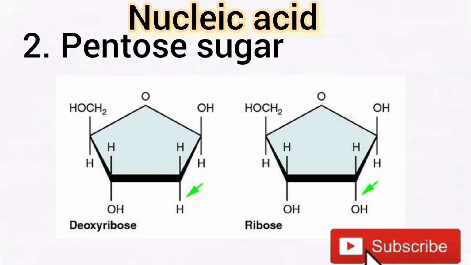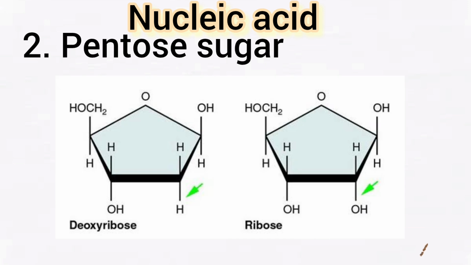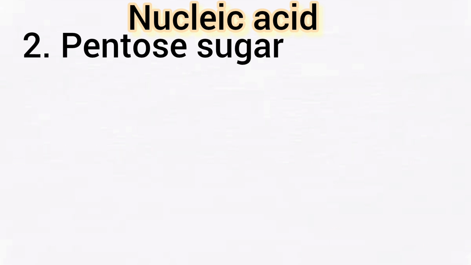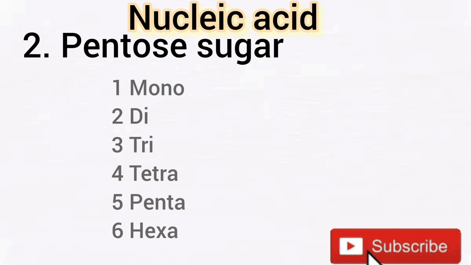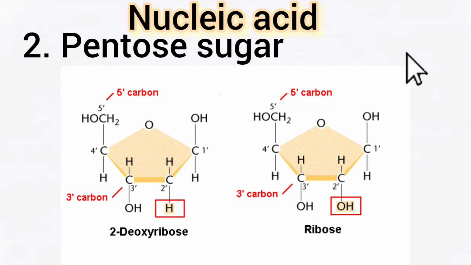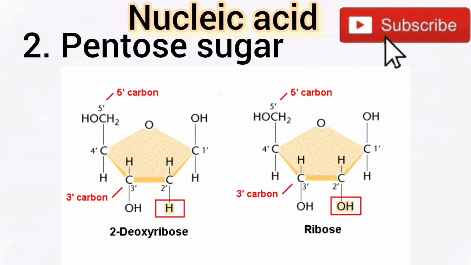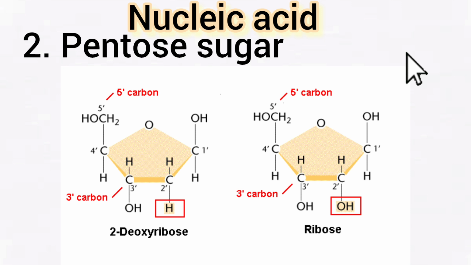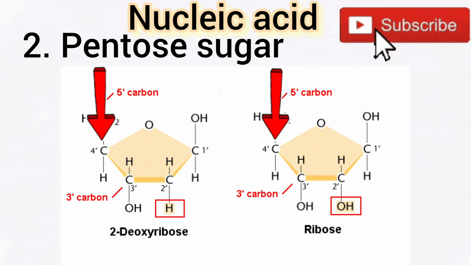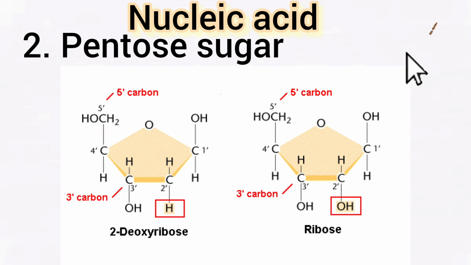Let's take a look at the sugar. Sugar in nucleic acid is termed pentose sugar because they are simple sugar that contains 5 carbon atoms. Now you know that 1 carbon atom is mono, 2 di, 3 tri, 4 tetra, and 5 penta, and 6 hexa. Now in this case, the nucleic acid contains 5 carbon sugar molecule, and they are called pentose sugar. Now take a look at this diagram. This is carbon 1, carbon 2, carbon 3, carbon 4, and carbon 5. So they are called pentose sugar.